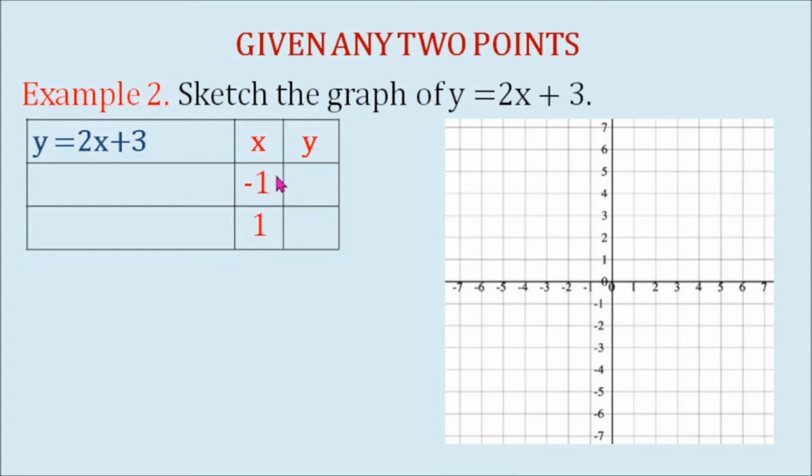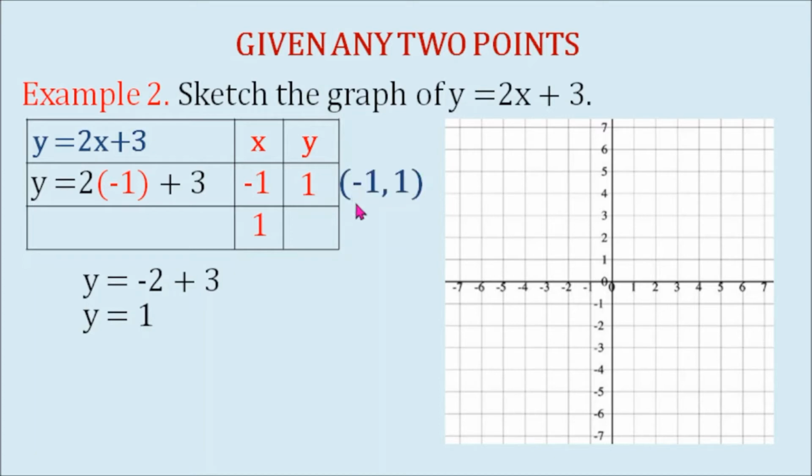For our first choice, we are going to substitute x here with -1. That gives us y equals 2 times -1 plus 3. And then we are going to solve for y. So 2 times -1 is -2. So that means -2 plus 3 equals 1. So y here equals 1. So this means our first point has the coordinates -1 and 1.